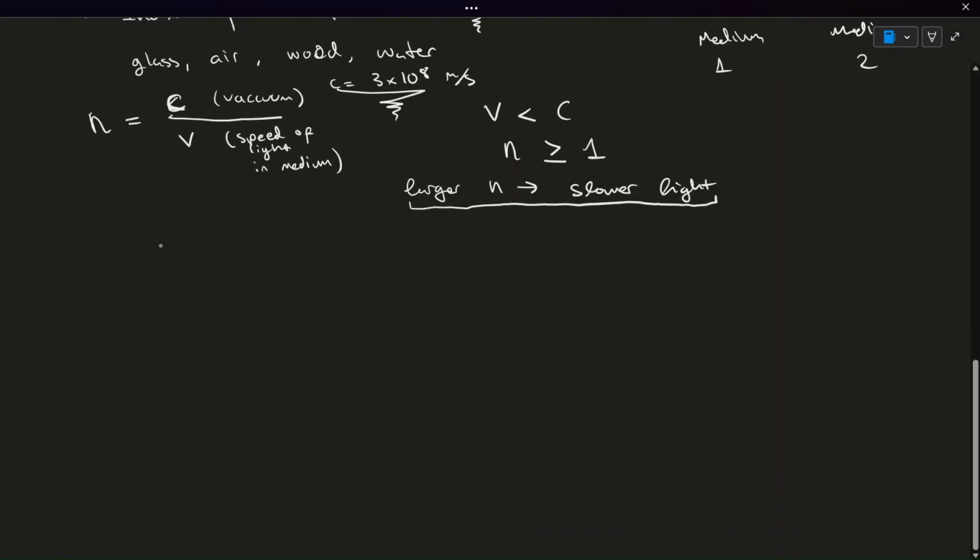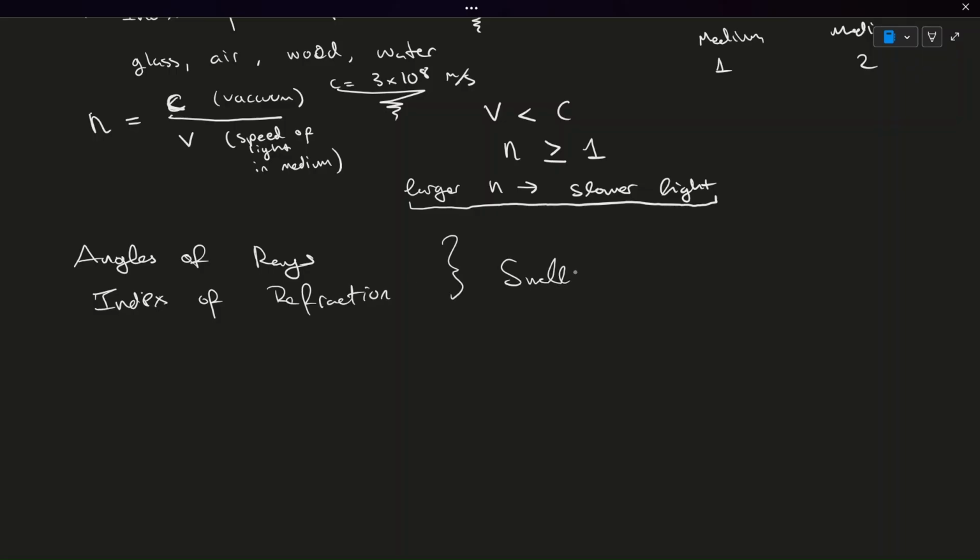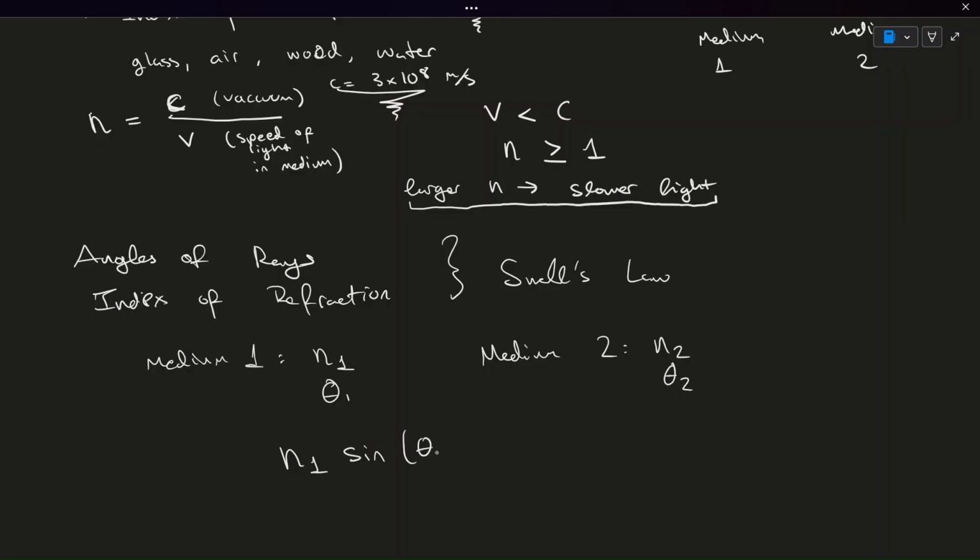So basically, there's a relationship between the angles of the incident and transmitted rays and the indices of refraction. And this is what we denote as Snell's law. Basically, if you have medium 1 with an index of refraction denoted by n1 and medium 2 with an index of refraction denoted by n2, and similarly theta 1 and theta 2 for their angles, then we say that n1 times the sine of its angle is equal to n2 times the sine of its angle.